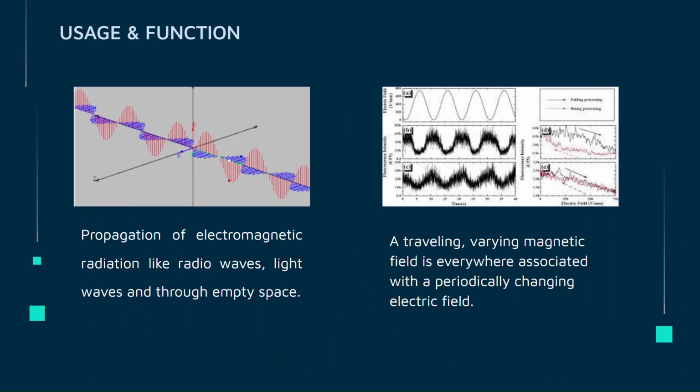Displacement current plays a prime role in a range of fields such as the propagation of electromagnetic radiation, like radio waves and light waves, through empty space. Besides, a traveling, varying magnetic field is everywhere associated with a periodically changing electric field that may be expressed concisely in terms of a displacement current.